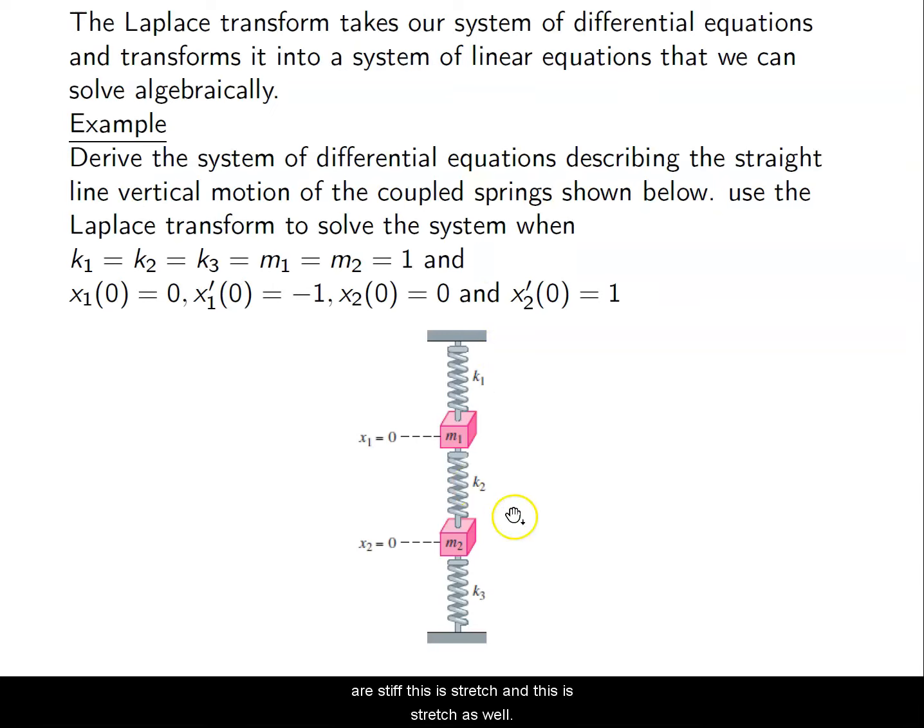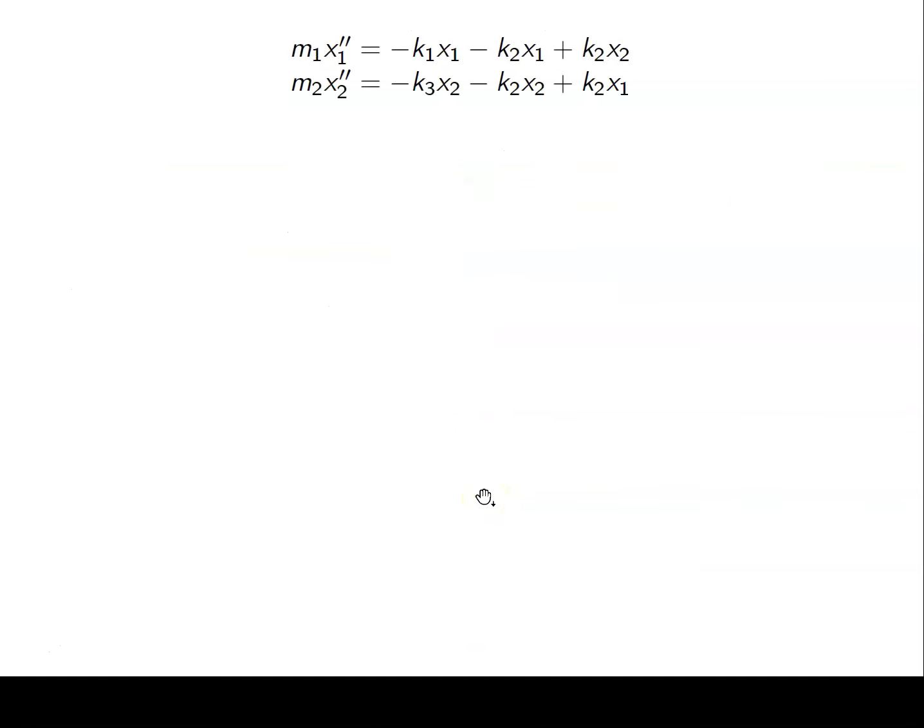So if this is stretched and this is stretched as well, okay. Now the movement of m2 is contributing to the movement of x1, right? This spring is pulling m1 down when m2 is pulled down, right? So when m1 and m2 are pulled down, first of all, pulling m1, k1 wants to bring it back. If m1 and m2 are pulled, m2's spring is also pulling on m1, but it's pulling it in the positive direction, right? That's the k2 x2, right?